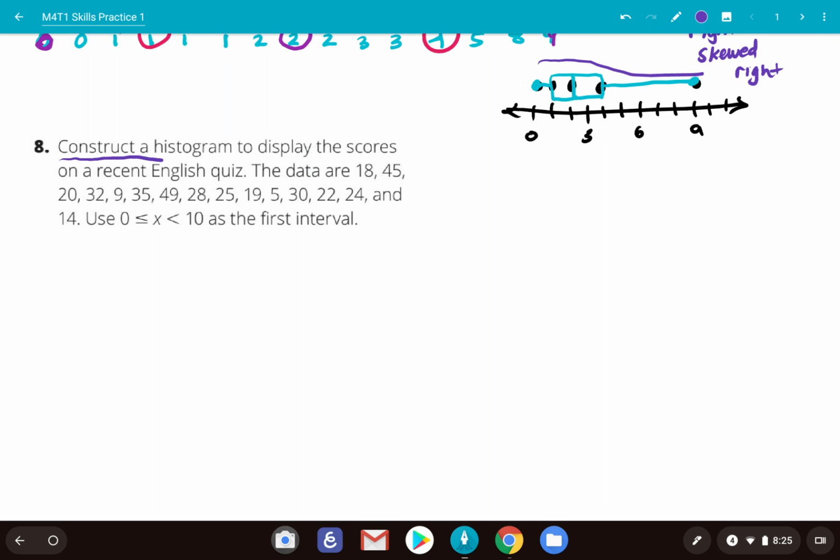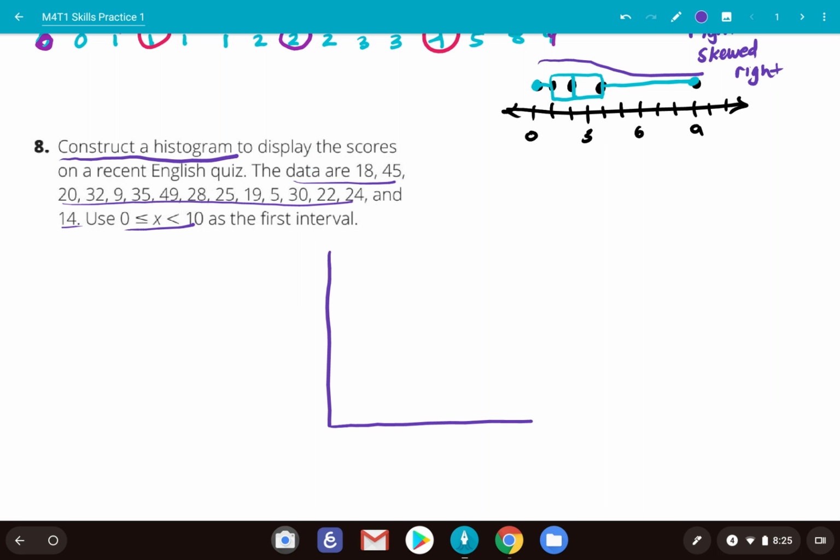Okay, we're going to construct a histogram to display the scores on a recent English quiz. And these are the data scores. And then we're supposed to use 0 up to but not including 10 as the first interval. So let's go ahead and start making our histogram.